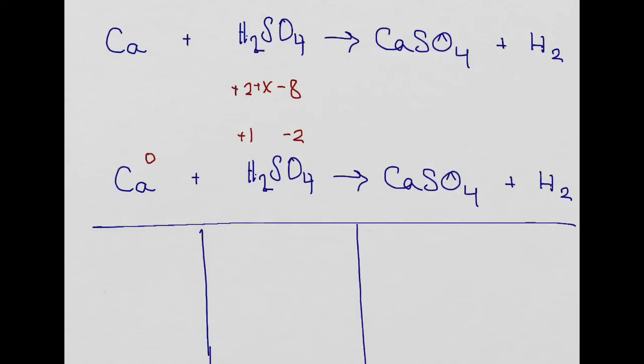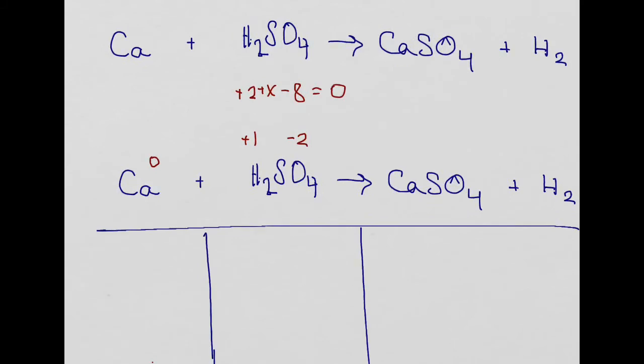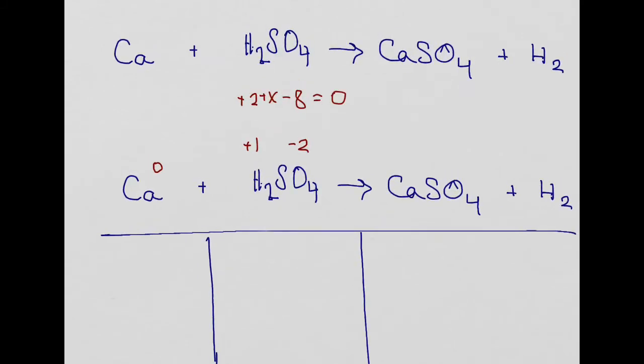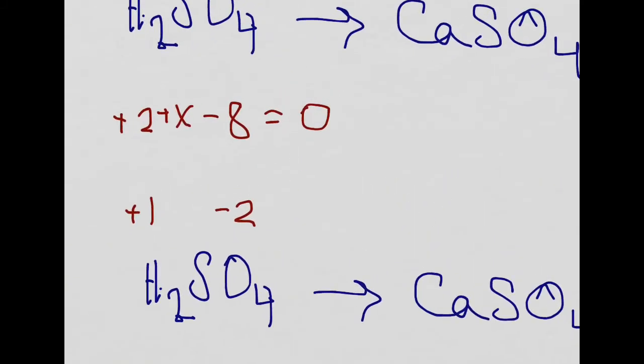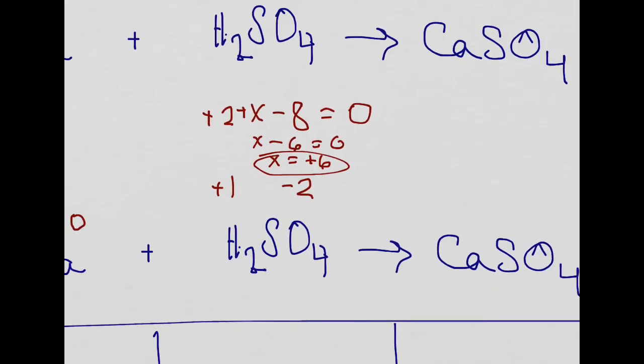Remember that the sum of all of the charges has to add up to 0 in a neutral compound, so let's make that equal 0, and let's combine like terms. 2 minus 8 is -6. So x, just going to zoom in over here, x - 6 equals 0. So therefore the charge of sulfur is +6. So that I'm going to put right over here. Okay?